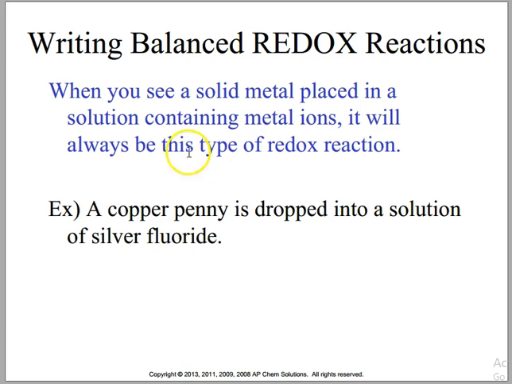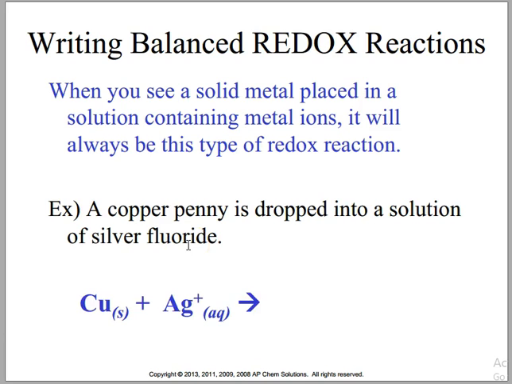Alright, so let's look at writing a balanced redox reaction. When you see a solid metal placed in a solution containing metal ions, it will always be this type of redox reaction. On the AP exam, anytime we have a solid metal placed in an ionic solution, it will be a redox reaction. The reaction will continue. So we don't need to look at the activity series to see what will react with what. It will react. So if a copper penny is dropped into a solution of silver fluoride, okay?